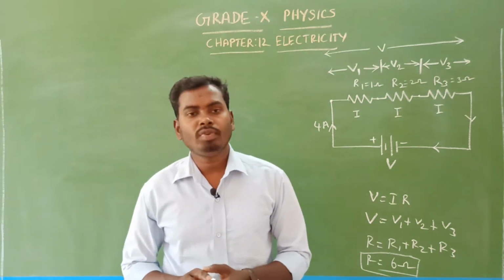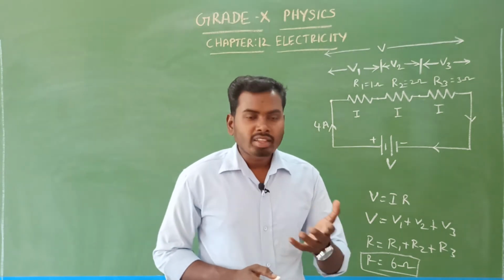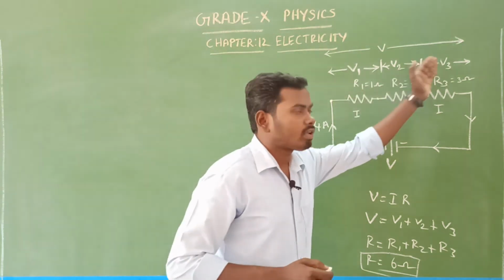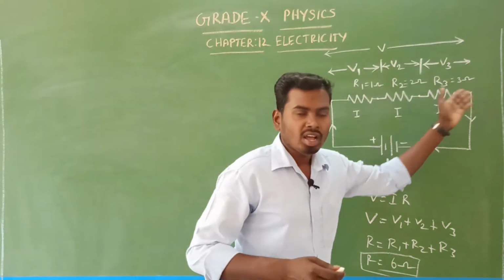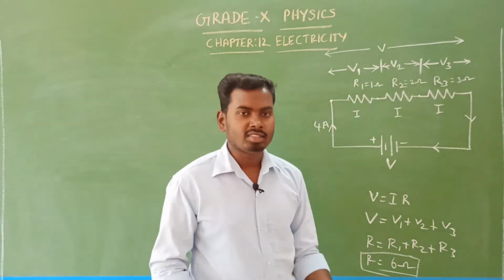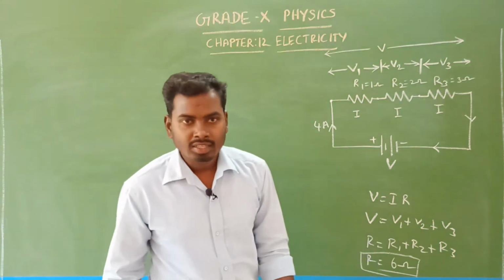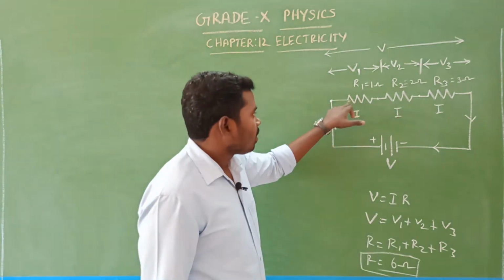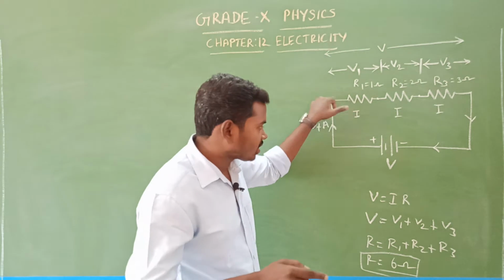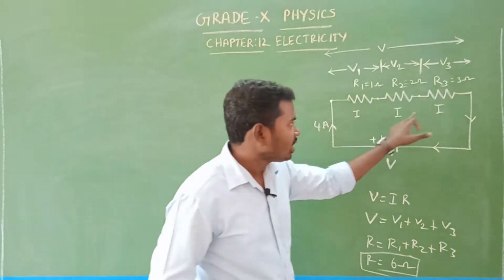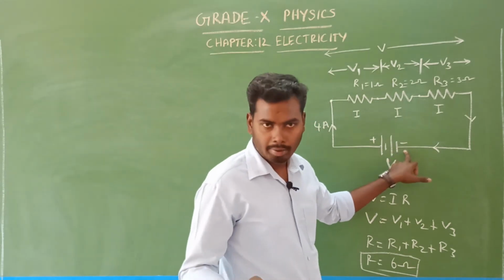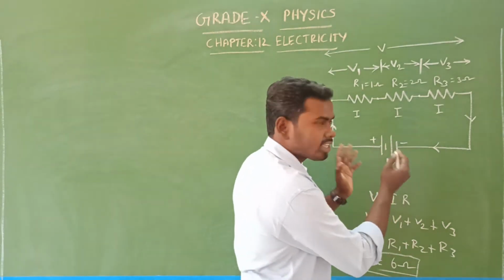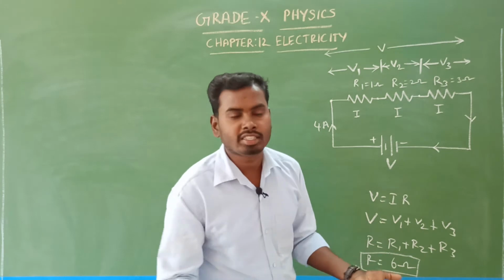In other words, when the resistors are connected one after one, the combination is said to be in series. The first end of the first resistor is connected to the positive terminal of the battery, and the last end of the last resistor is connected to the negative terminal of the battery. So this is the design of resistors in series combination.